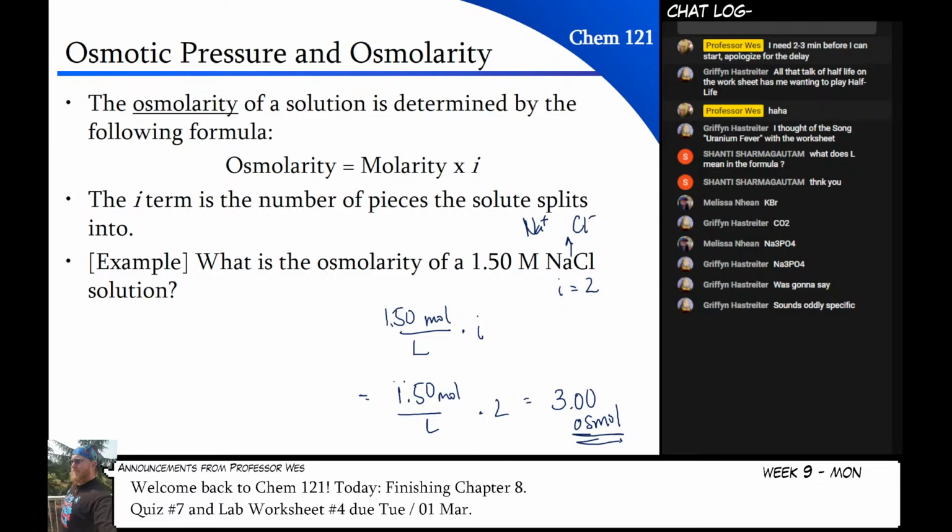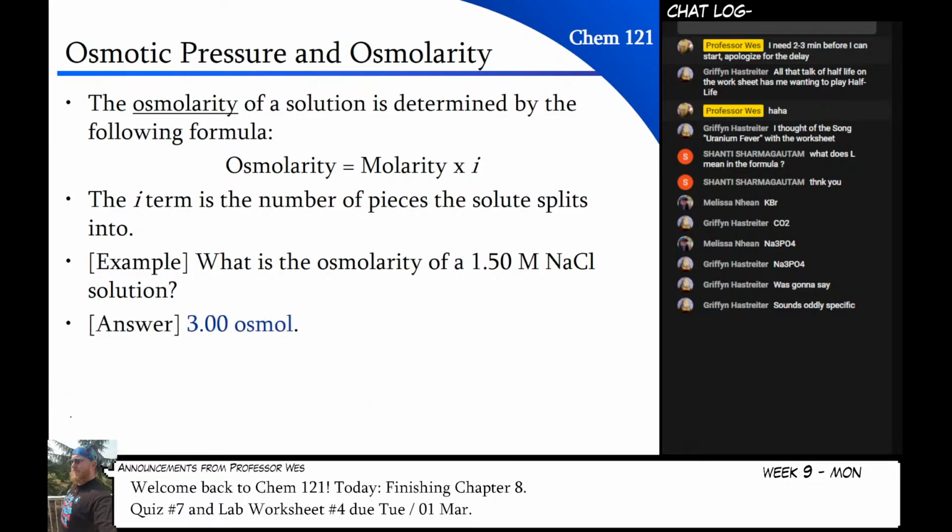osmolarity. Sorry. So in other words, if I was using a glucose solution, and i is 1 for glucose, and I wanted a 3 osmol solution, then I'd have to make a 3 molar glucose solution. That would have the same osmotic pressure as a 1.50 molar sodium chloride solution. So that's where osmolarity comes in. We're not going to really do much with it in this class, but the purpose is just for you to see this sort of calculation and understand that.